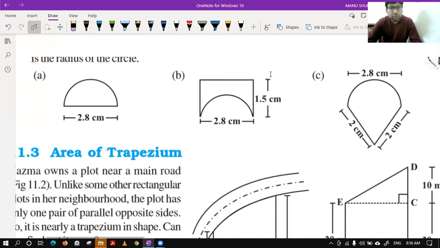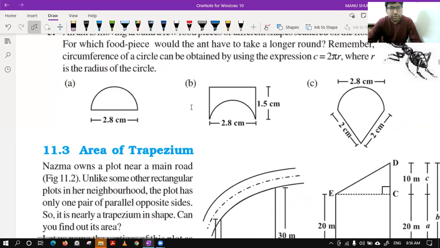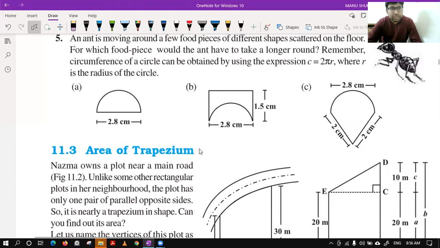Okay, question number 5 is this one. Many of you must have done this question, but let's see. An ant is moving around few food pieces of different shapes scattered on the floor. For which food piece would the ant have to take longer round?